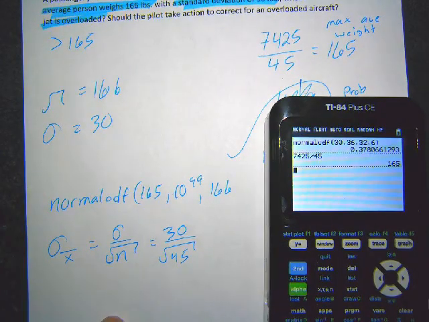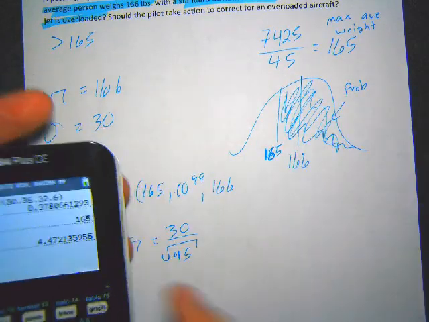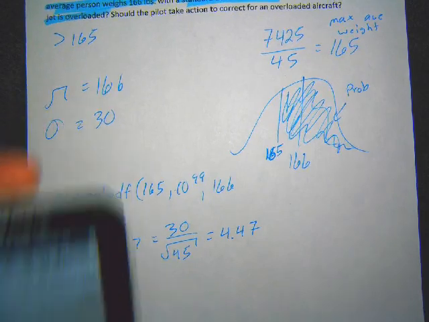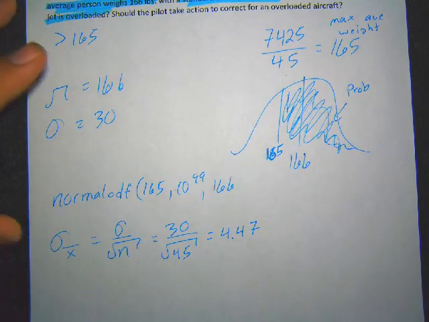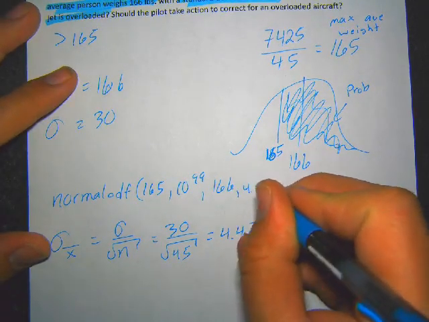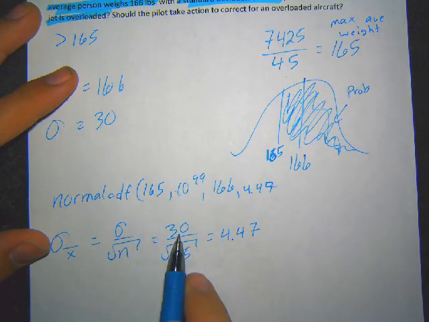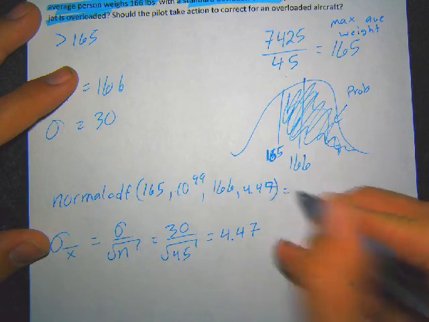So we have 45 people on this plane. Standard deviation is going to decrease. So we get 30 divided by the square root of 45. And that's actually our standard deviation. And notice it's a lot smaller now. So our standard deviation for this one is 4.47. Okay, so that's what we're going to use for the value, 4.47, not the 30 that we had before. Okay, let's see what that gives us.